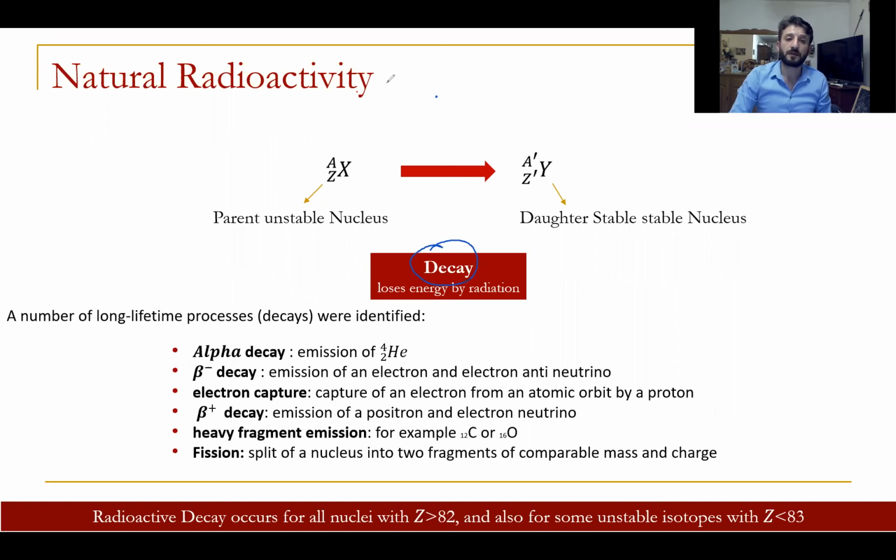We talked about this point before. Radioactive decay occurs for all nuclei with Z greater than 82. And also you have some unstable isotopes with Z less than 82 or 83.